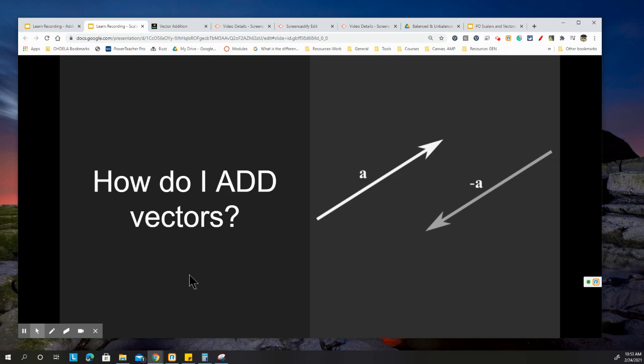How do I add vectors? Here on the right, we see two vectors that are in the opposite direction, but have the same magnitude. The arrows are the same length because they have the same numerical quantity or magnitude. They are opposite in direction, though.